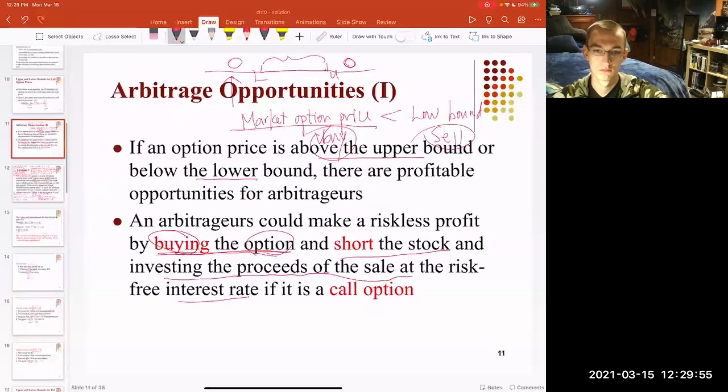So like I said, we just talk about the case when the market price is lower than the lower bound. Actually, there's another case, which is when the option market price is higher than the upper bound, right? But we didn't cover that. I think as long as you know one side, the other side would be similar. So we focus on one side, which is the market option price lower than the lower bound.